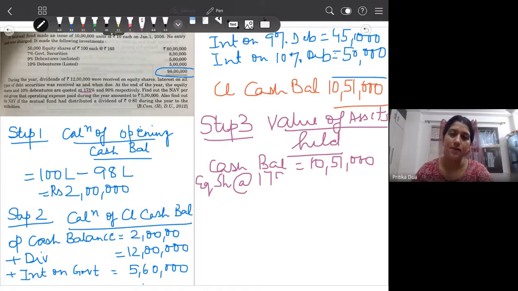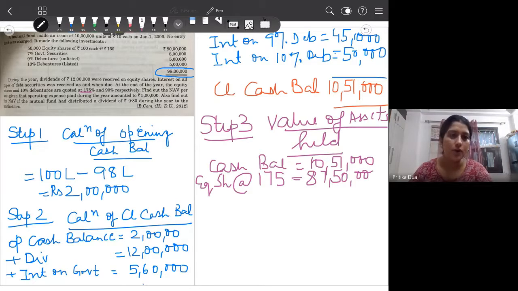So you're seeing 175% of ₹100, and accordingly calculating the value of the equity holding in the mutual fund. So 50,000 into 175. That gives you the value as 87 lakh 50,000. The market value of the equity shares held.